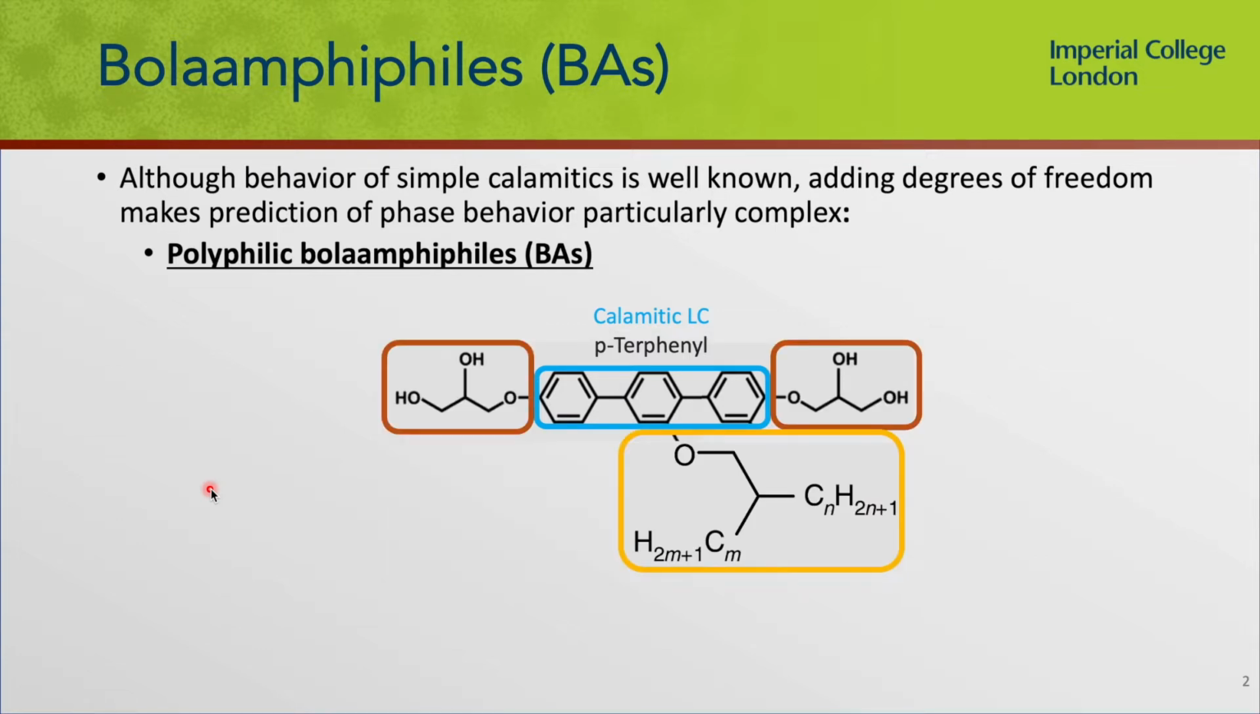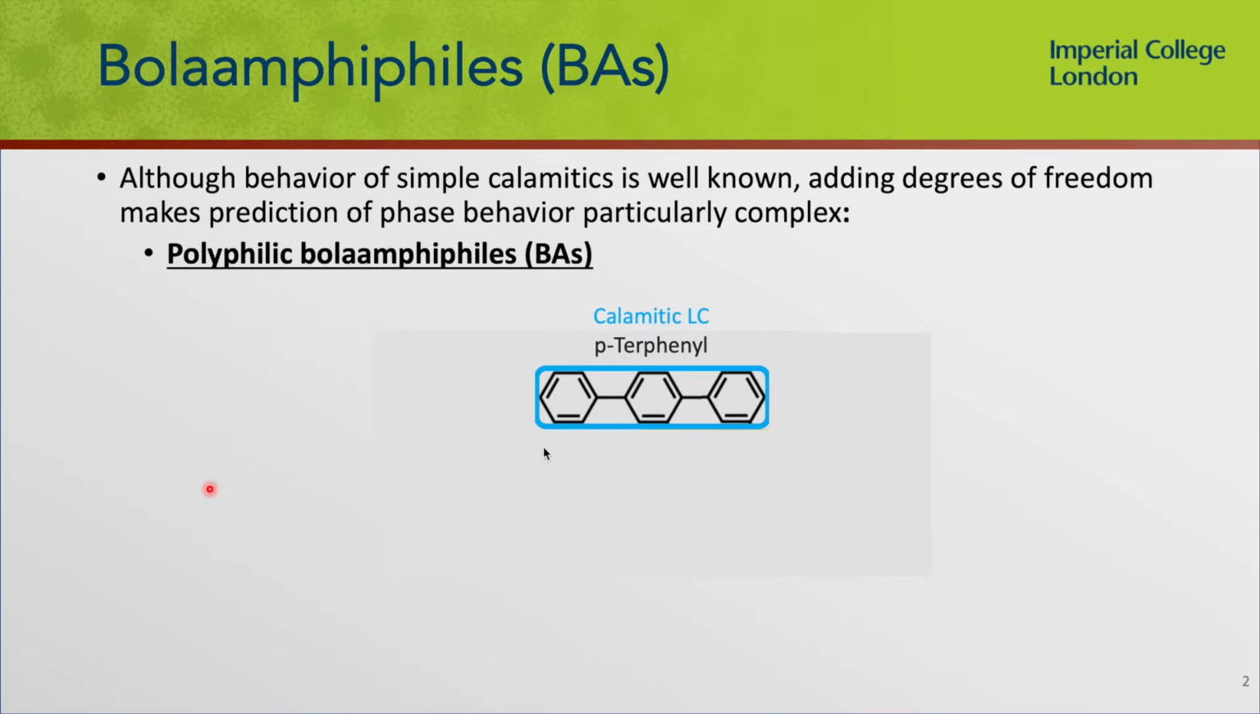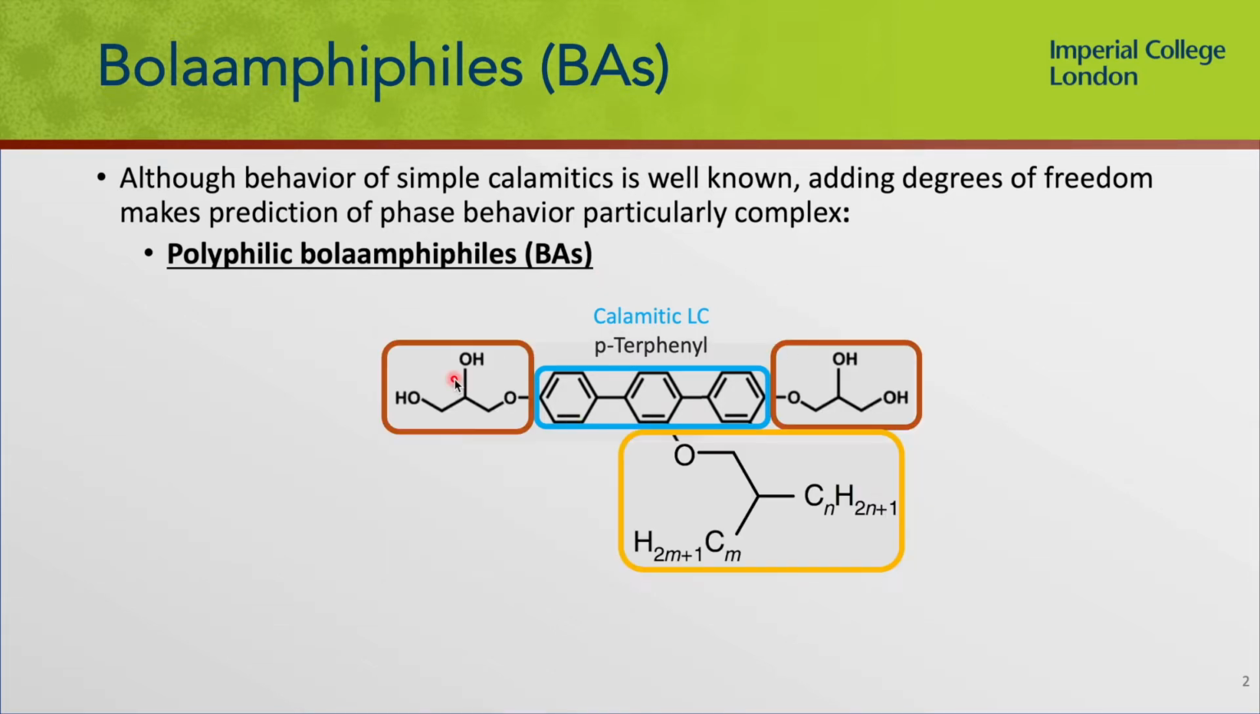So what I mean by that is that if we start with a calamitic liquid crystal like this, we add more complex functional groups to the end, two functional groups that are very strongly hydrogen bonding. This molecule becomes a Bolaamphiphile. Now, if we add this lateral side chain to this Bolaamphiphile, basically a backbone with two end groups, we have a polyphilic Bolaamphiphile.